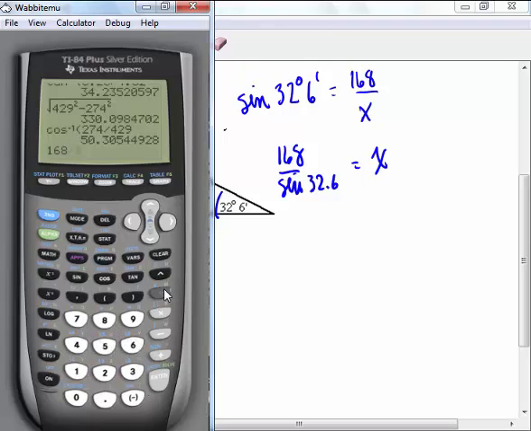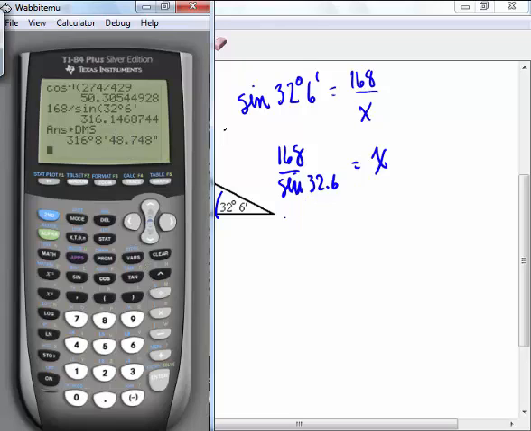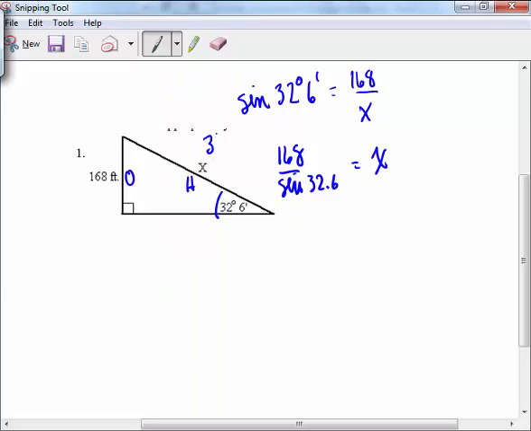So on our calculator, 168 divided by sine 32 degrees 6 minutes is, and then we want that in degrees, minutes, seconds. No, we don't. That's just what it is. If it were an angle, we're supposed to get it in degrees, minutes, seconds. So we would say this is 316 feet, 3 sig digs.